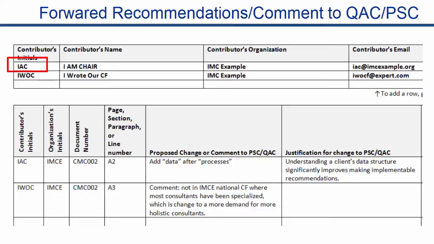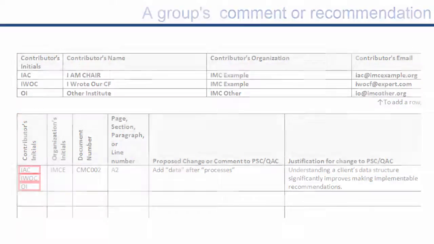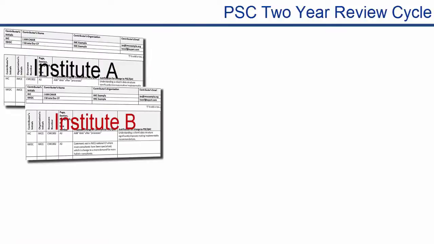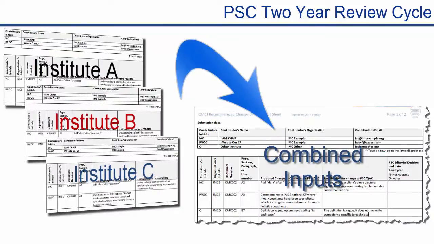List each person by initial, name, organization, and email address. List each comment or recommendation using initials, organization's initials, the document number, and the paragraph number. If it's a group effort, list all the initials on the line for the contributors. This method lets us combine all institute inputs for the review every 2 years.